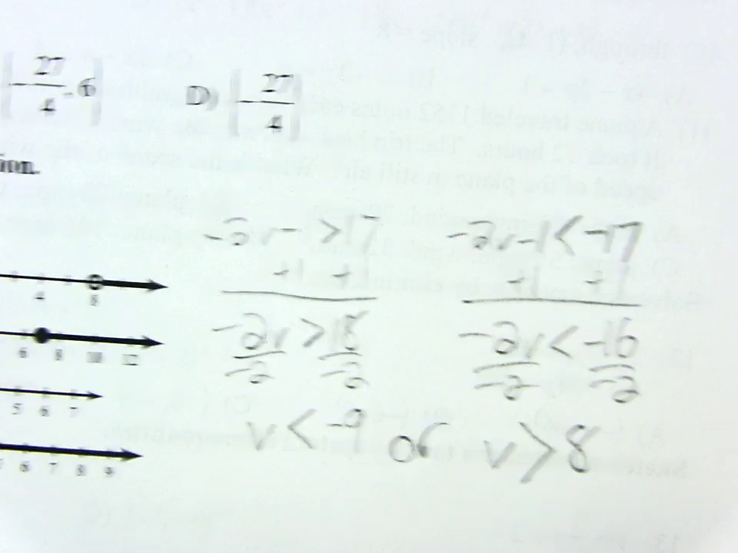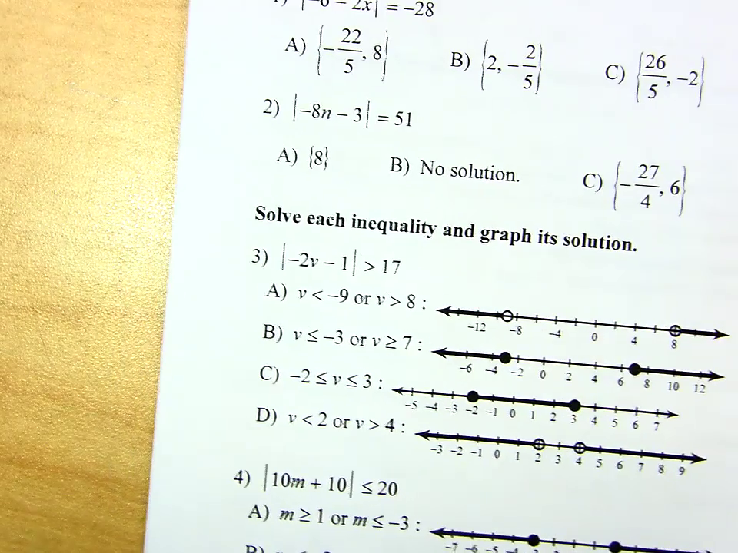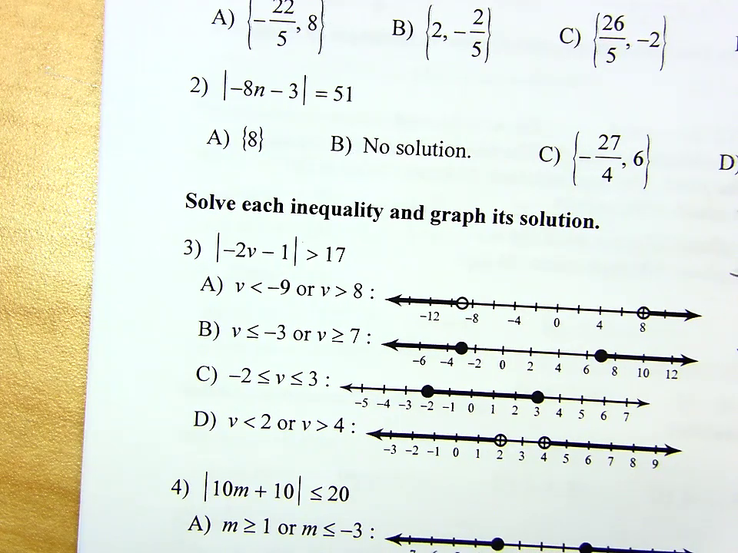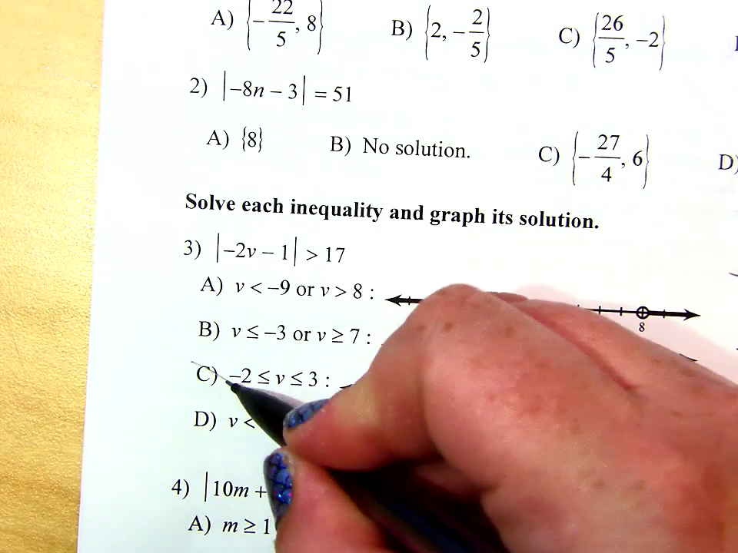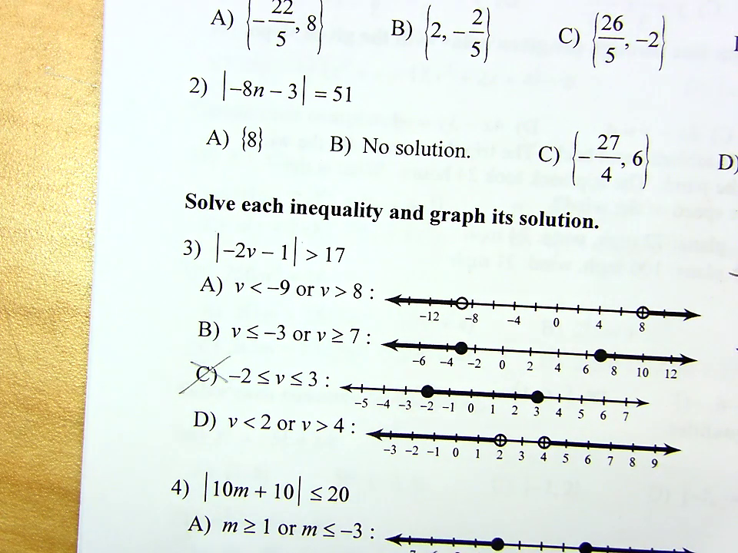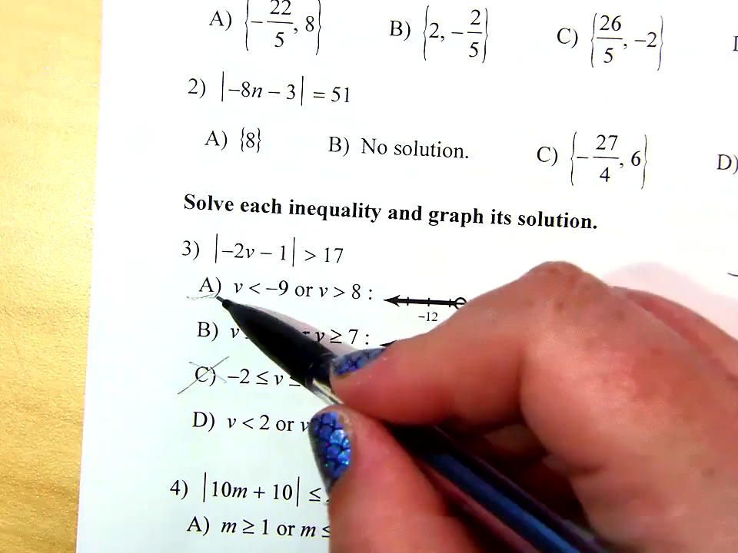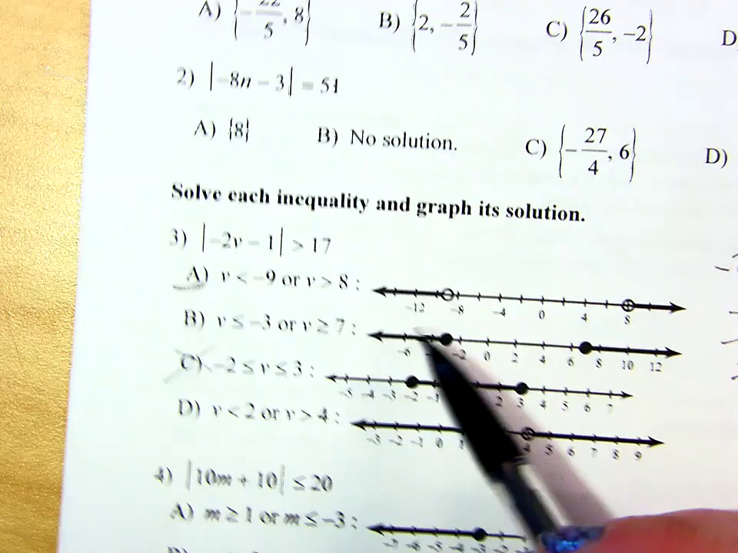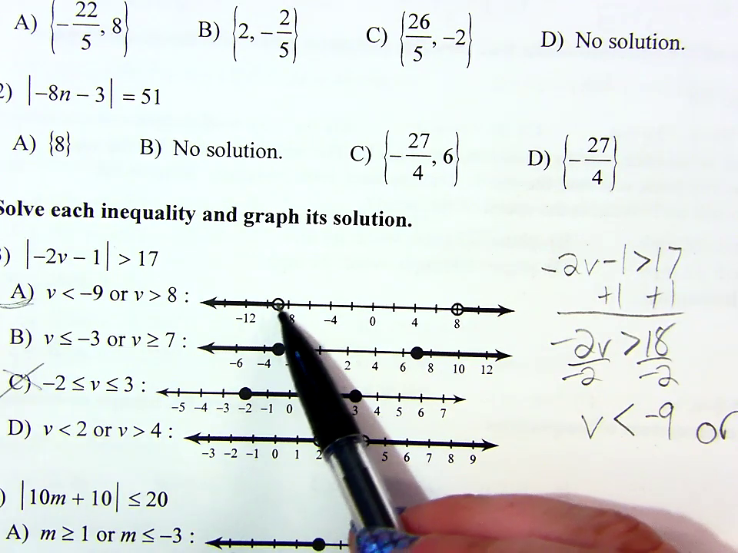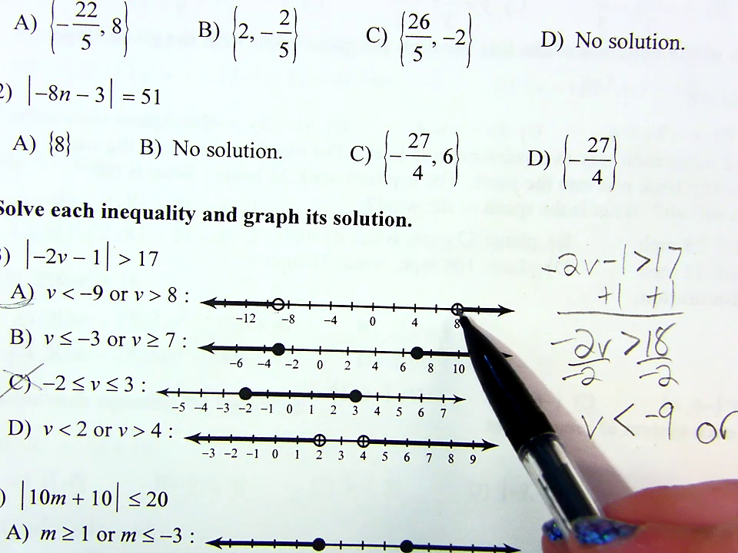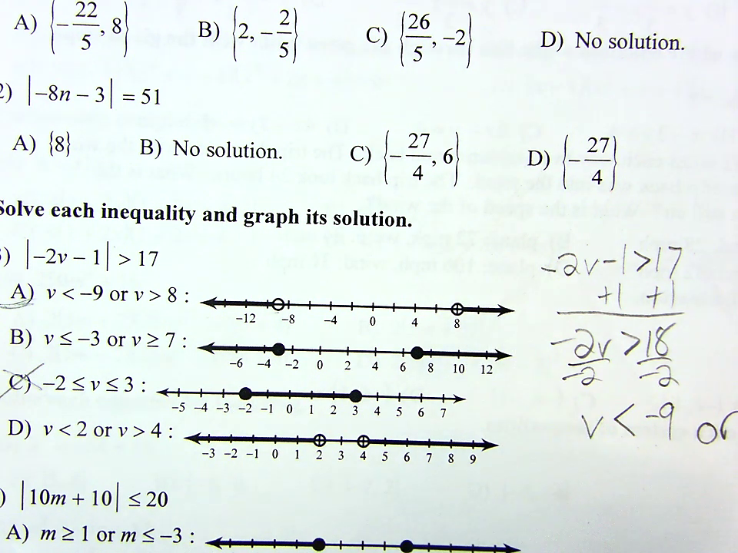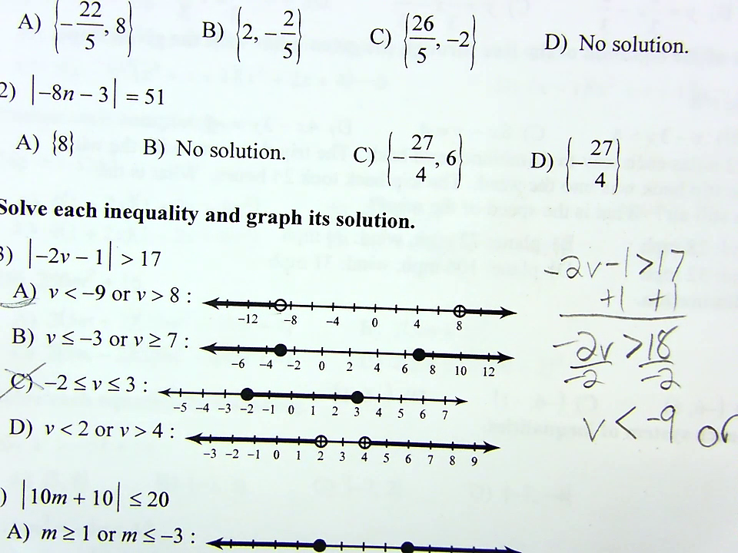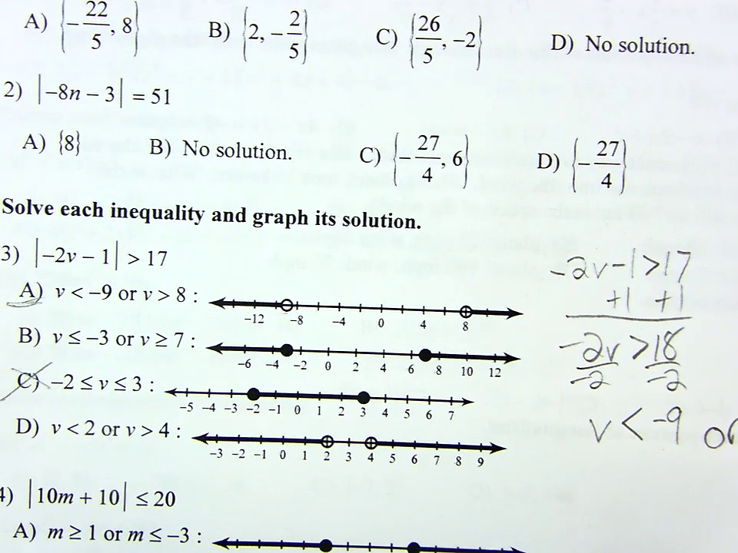Right, so when I'm looking at my 4 choices over here, I can cross off which one right away? C, because that's an and answer. So C can't possibly be right. I've got the negative 9 and the 8, so I'm pretty sure it's A. And then I just make sure that my graphs are right. Open dot at negative 9, less than. Open dot at 8, greater than. Looks good.